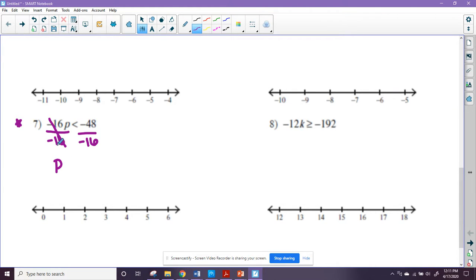When we divide by a negative, we have to flip our inequality symbol. So less than becomes a greater than. Negative divided by negative is a positive. 48 divided by 16 is 3. So we go down to 3. It's an open circle pointing to the right.